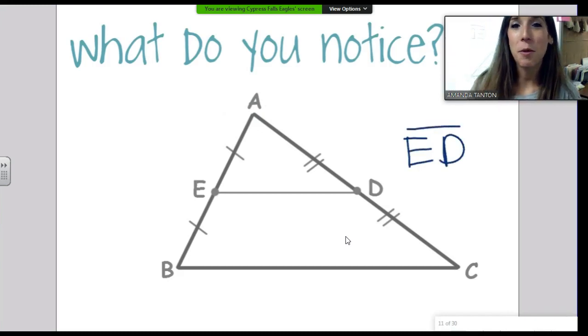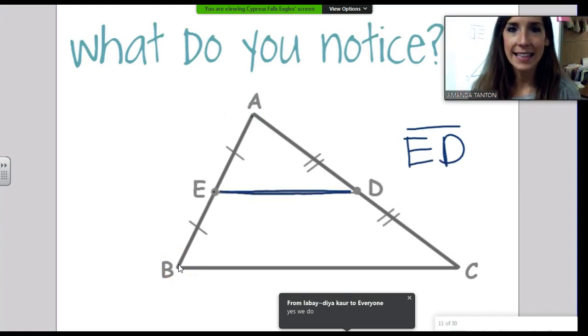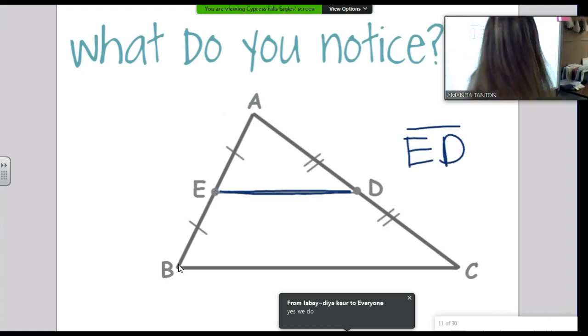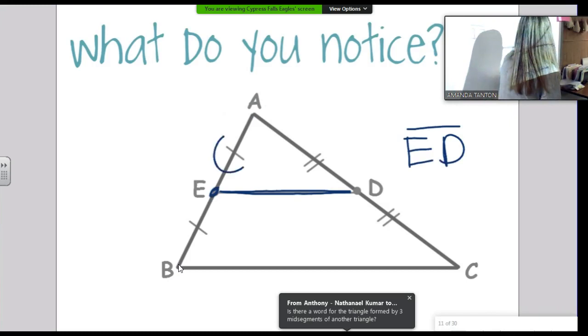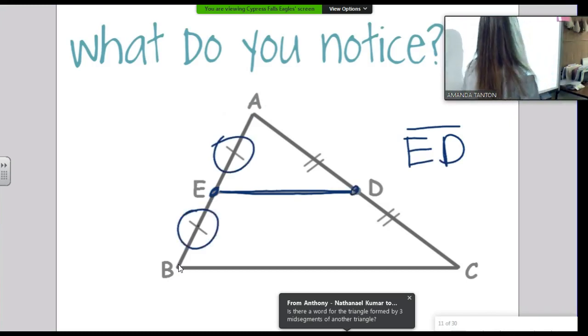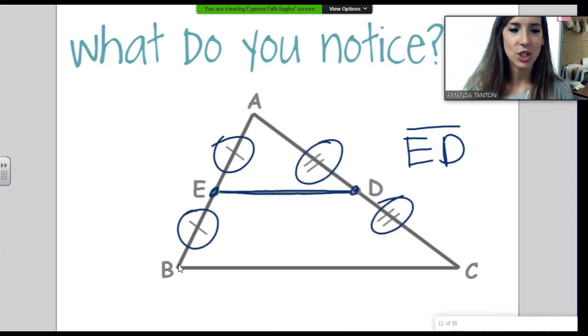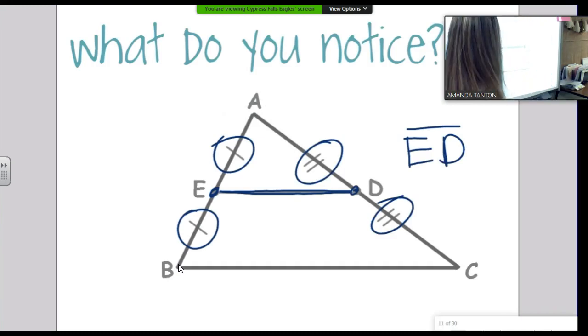If we were going to do what we did in the warm-up and write a job description for a midsegment, what might that be? So it's a segment, right? It's a segment that connects to what? Midpoints. Very good. How do you know that E is a midpoint? Well, there is the evidence. How did you know D was a midpoint? There's the evidence. So a midsegment is a segment that connects to midpoints of a triangle.